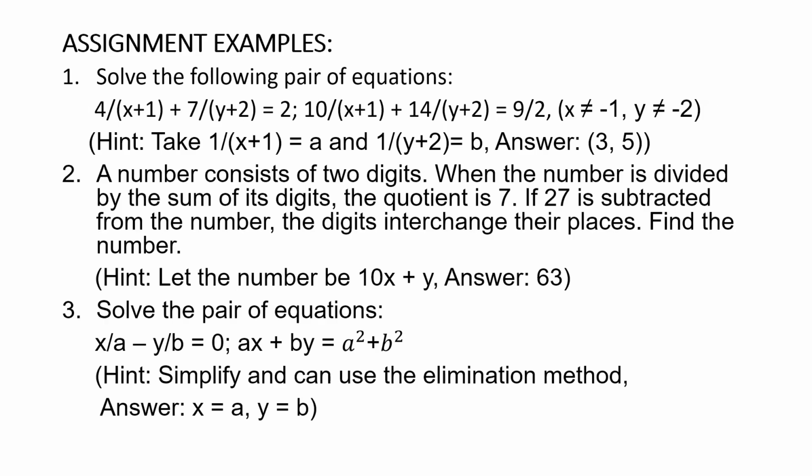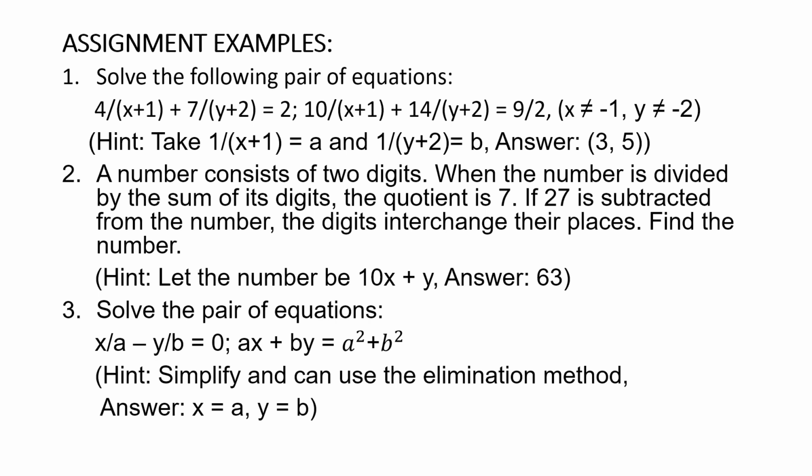Now some assignment examples. In the first one you have to solve the pair of linear equations. Now again here you have to reduce in a simpler form, but what you have to do is you can take 1 upon x plus 1 as a and 1 upon y plus 2 as b. So it will be reduced in a simpler form. The answer is 3, 5.